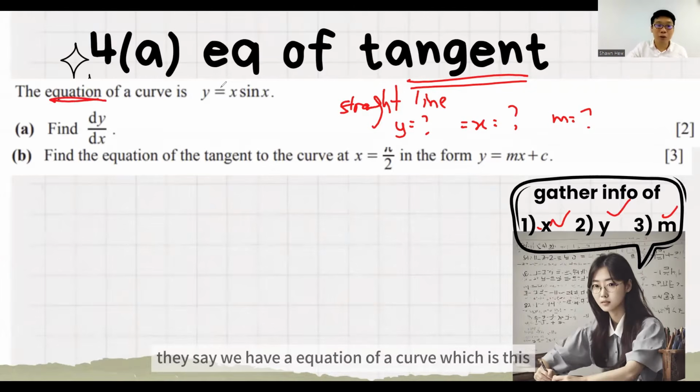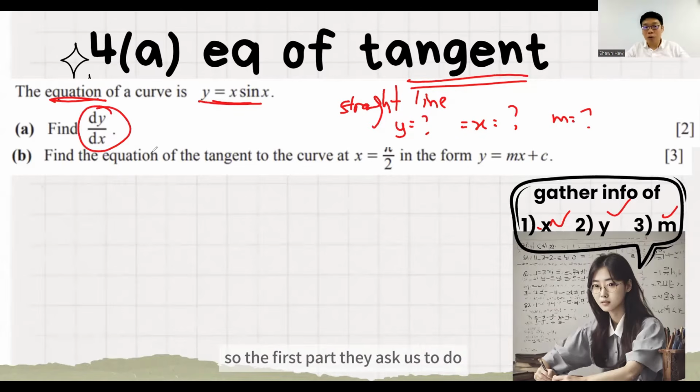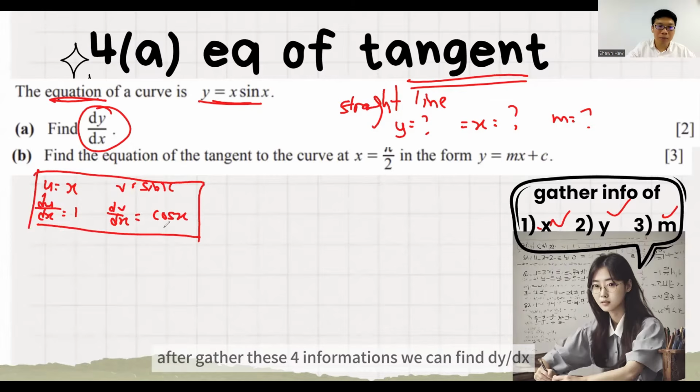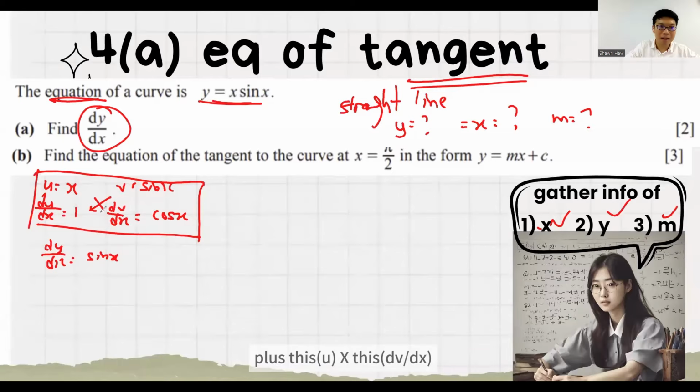They say we have an equation of a curve, which is this, and ask us to find dy dx. So for the first part, they ask us to do product rule first. So product rule, we have 4 pieces of information. After gathering this 4 information, we can find dy dx, this times this, plus this times this. So this is for the first part.